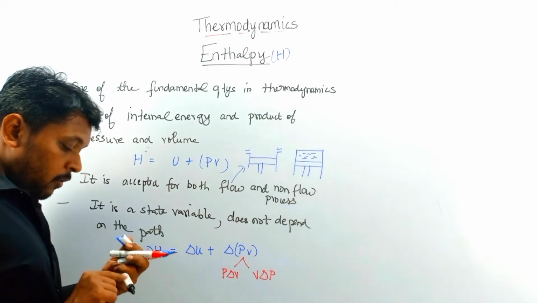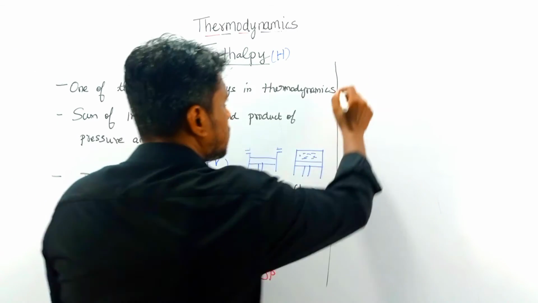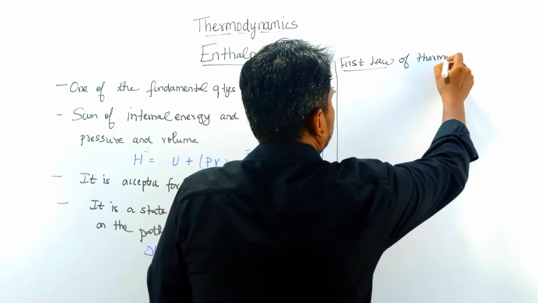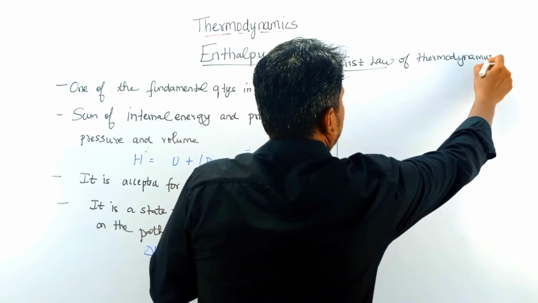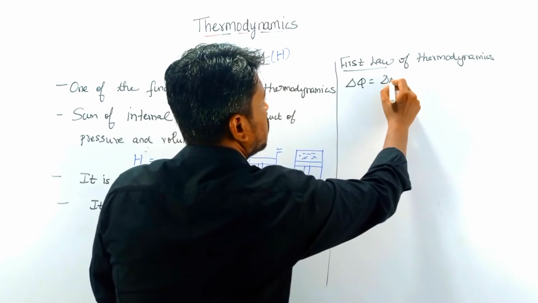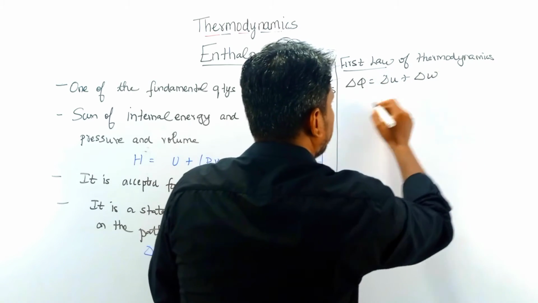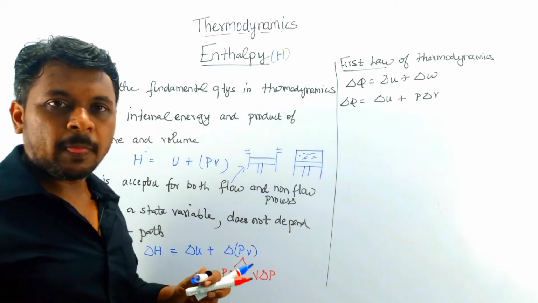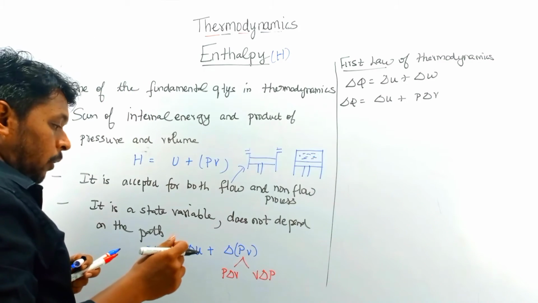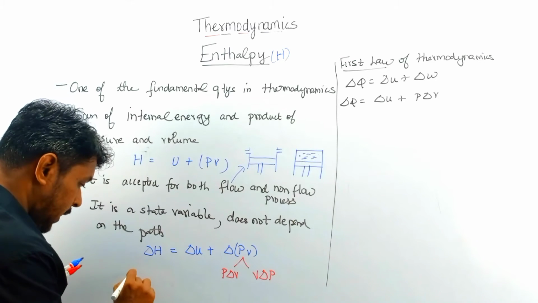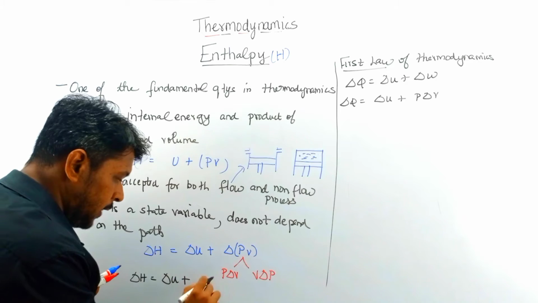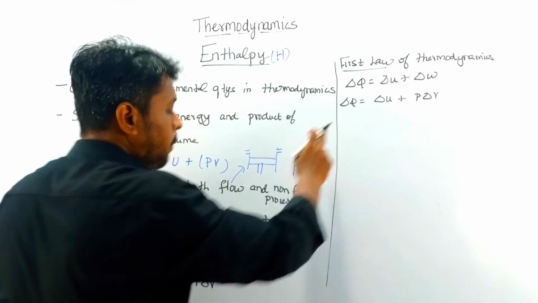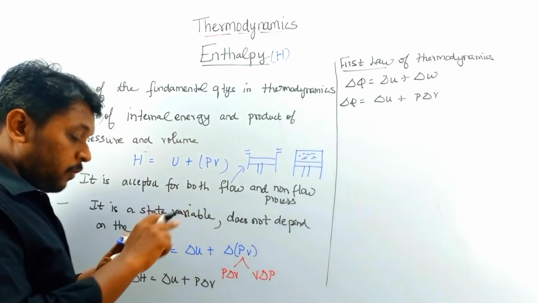Now I'm going to write the first law of thermodynamics. You know the statement of the first law of thermodynamics: delta Q is equal to delta U plus delta W, where delta W can be written as P into delta V. One of the equations from this is delta H equals delta U plus P into delta V. When you compare these equations, we see that the results are the same.